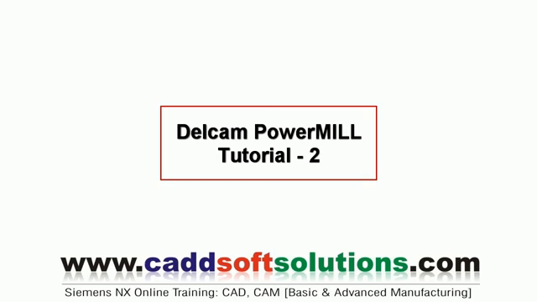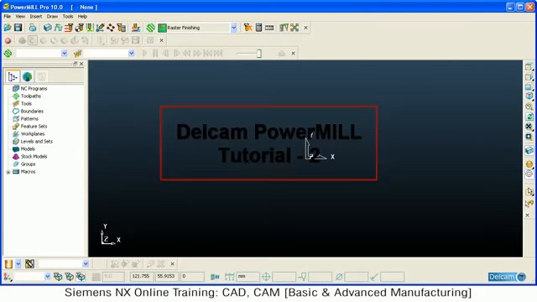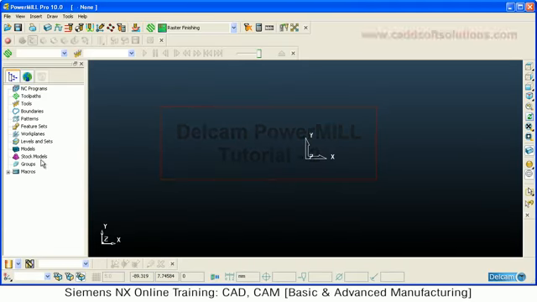Welcome back. This is our second tutorial on Delcam Power Mill. In the first tutorial we learned how to check the models. Once we decide the model is okay for machining, then we have to do the next things.